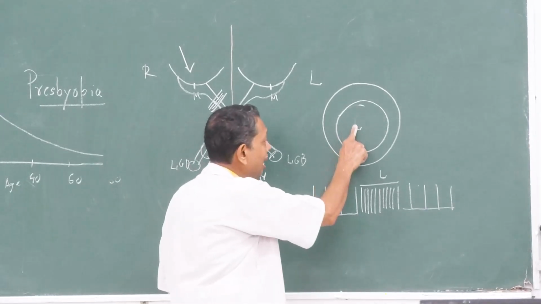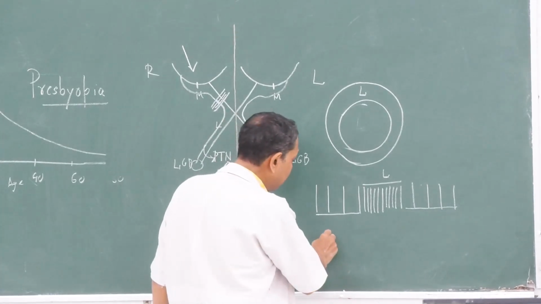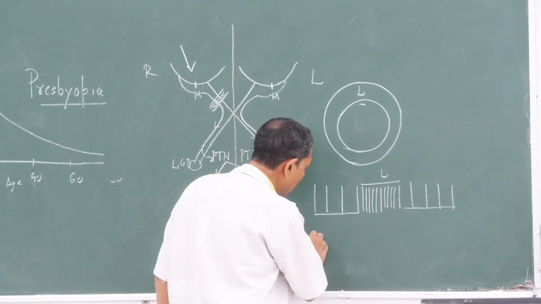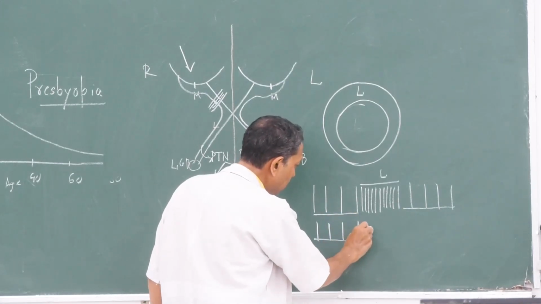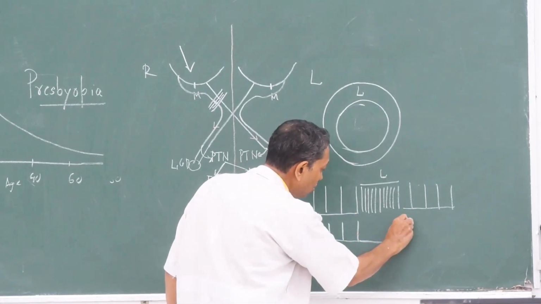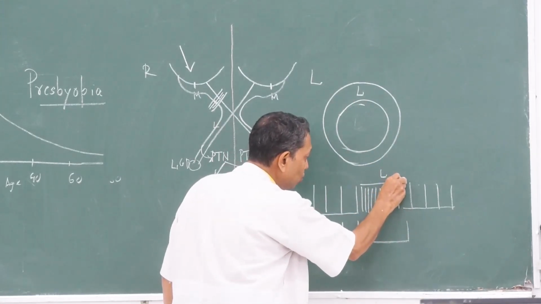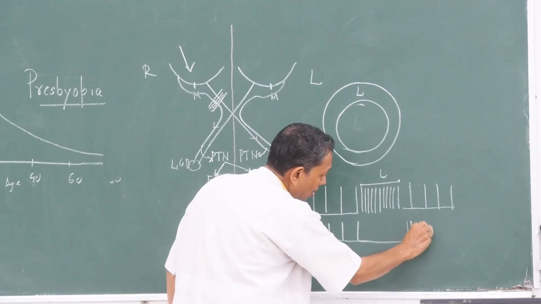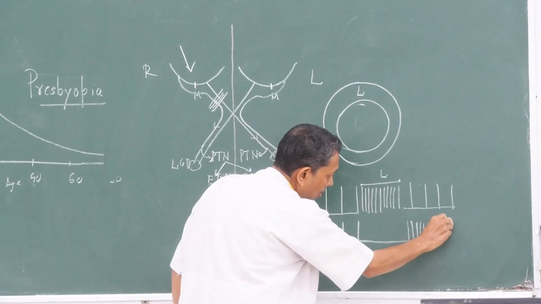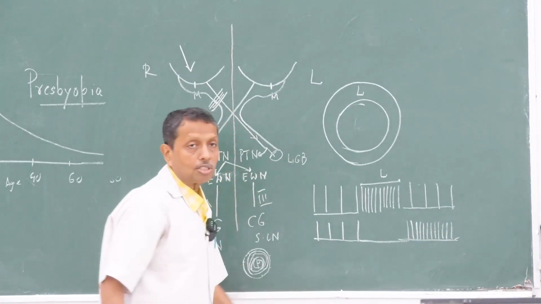But if light is thrown in the periphery, there is no response. But when the light is withdrawn, there is an increase in the impulse. This is the behavior of the on-center cell.